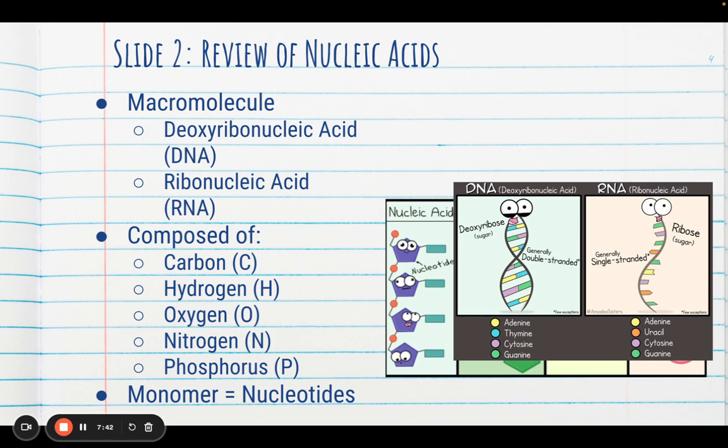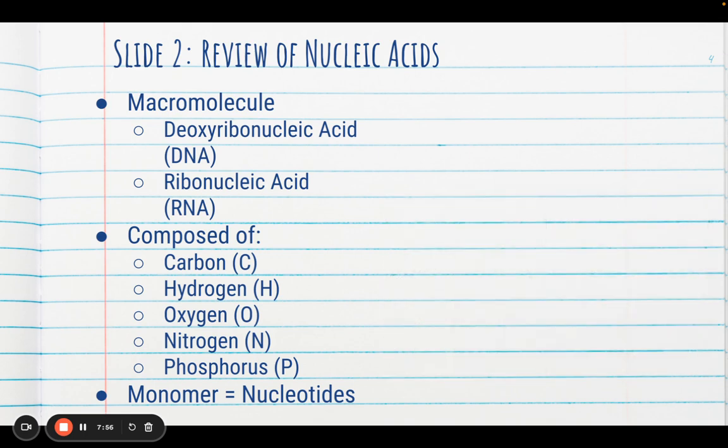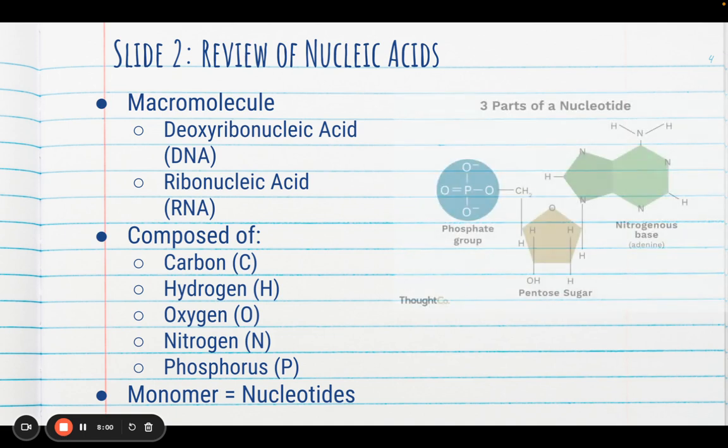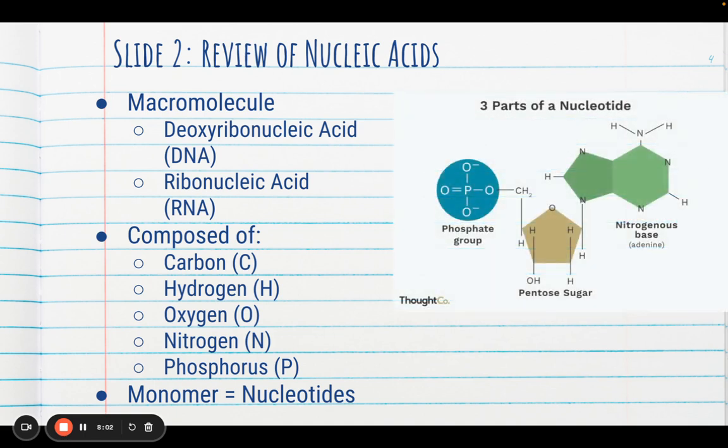Every single nucleic acid, whether it be DNA or RNA, is made up of carbon, hydrogen, oxygen, nitrogen, and phosphorus. We can thank Miescher, Wilkins, Franklin, Hershey, and Chase for that. The monomer or building block of DNA is a nucleotide, which you can see on your screen. Therefore, every strand of DNA or RNA is made up of many nucleotides.